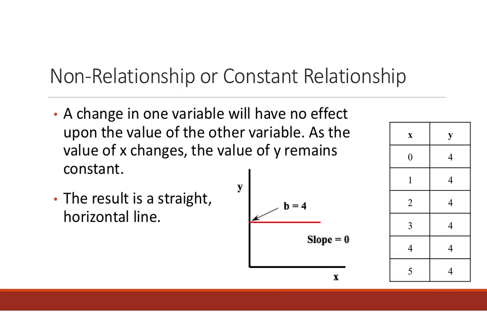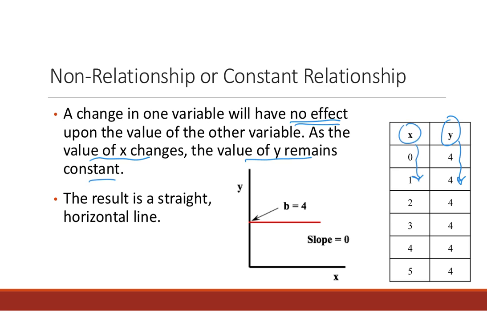The second type of relationship is a non-relationship or a constant relationship, where a change in one variable has no effect on the other. We can change x all we want, but y remains the same. It remains constant. We can see here the value for y is 4 all the way down this table, no matter what number we're using for x.